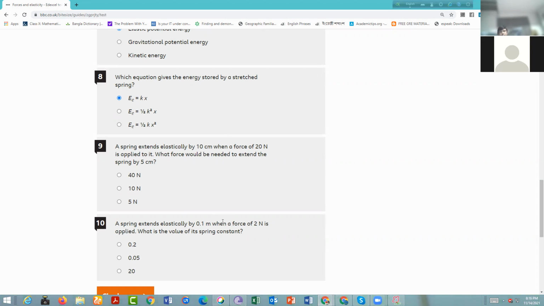10 Newton. Yes. How? If it takes 20 Newton to make it extend 10 centimeters, then for half the extension it is half the force, 10 Newton. Okay, that's good.